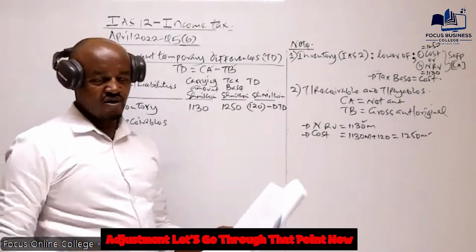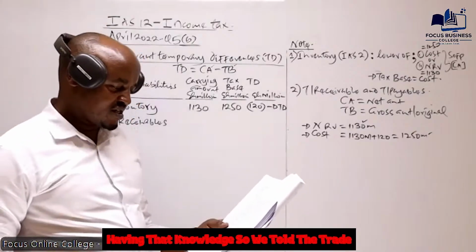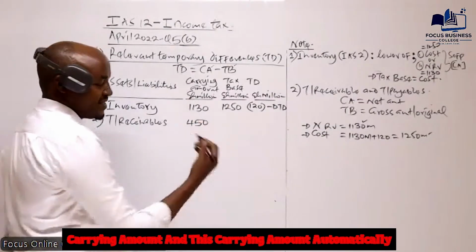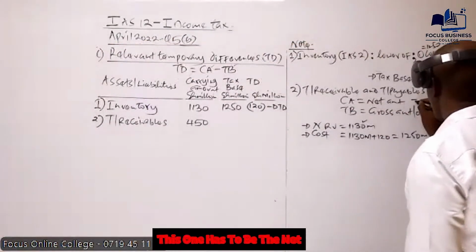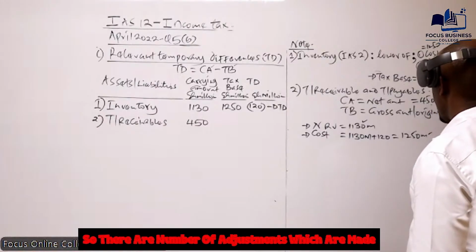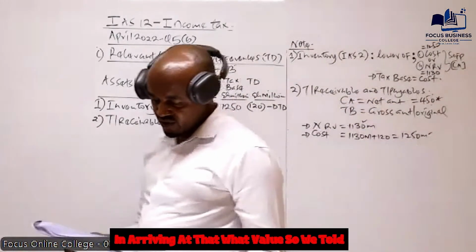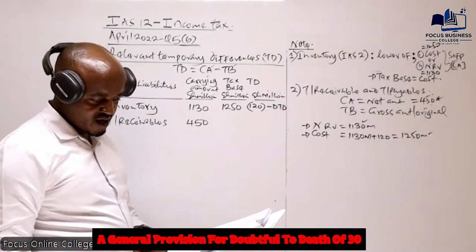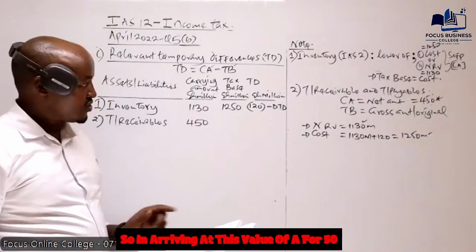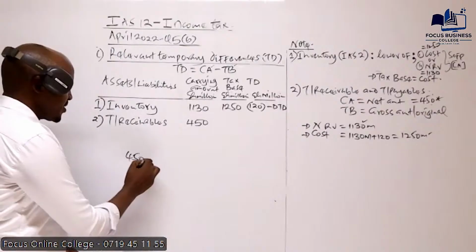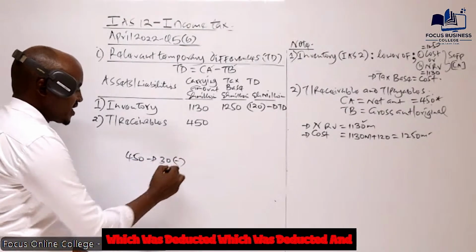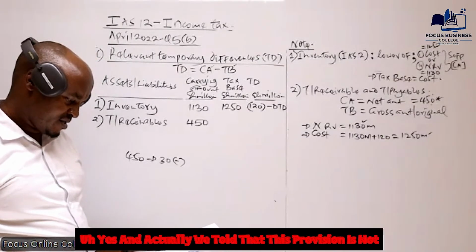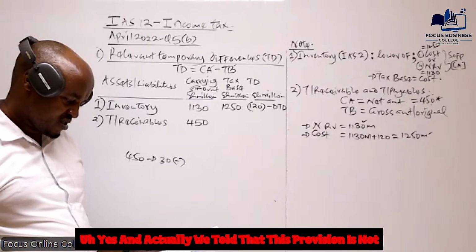Let's go through that point now. Having that knowledge, we are told the trade receivables had a carrying amount. In our case, we already have the carrying amount, and automatically this one has to be the net. There are a number of adjustments which are made in arriving at that value. We are told it had a carrying amount of 450 after making a general provision for doubtful debts of 30. So in arriving at this value of 450, an amount of 30 million was deducted. And actually we are told that this provision is not allowed for tax purpose.